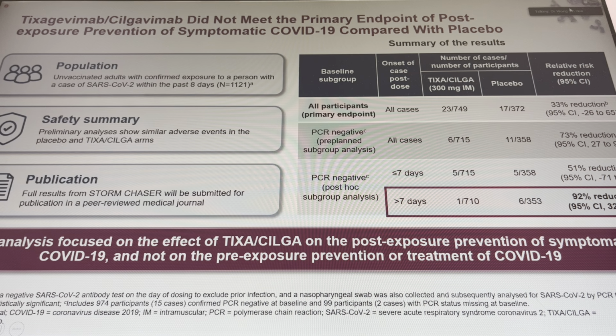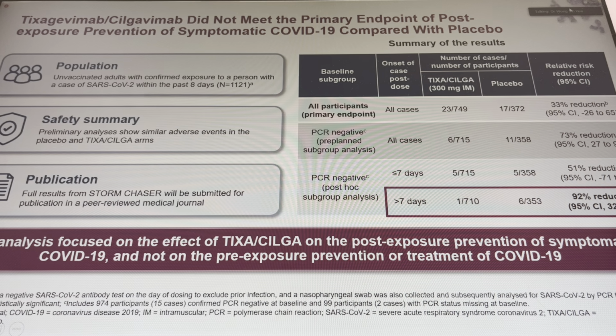And also, if the patient received Evusheld and the onset of the post-exposure was more than 7 days, the risk reduction was higher at 92%. All right, so this trial focused really on the post-exposure prevention of symptomatic disease.